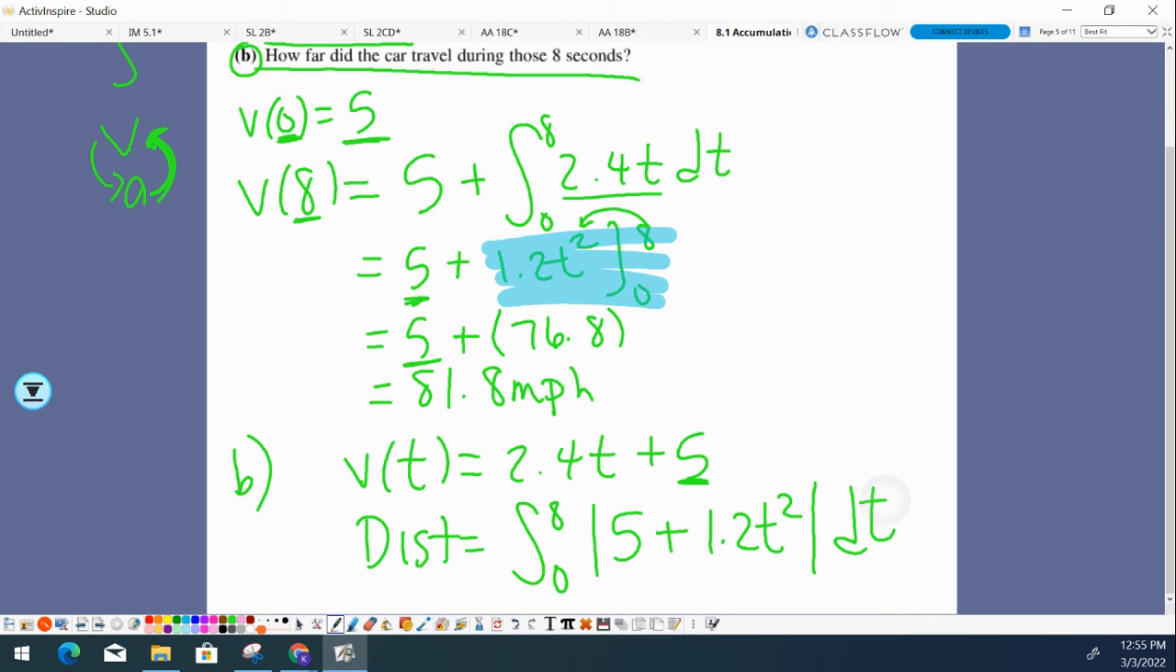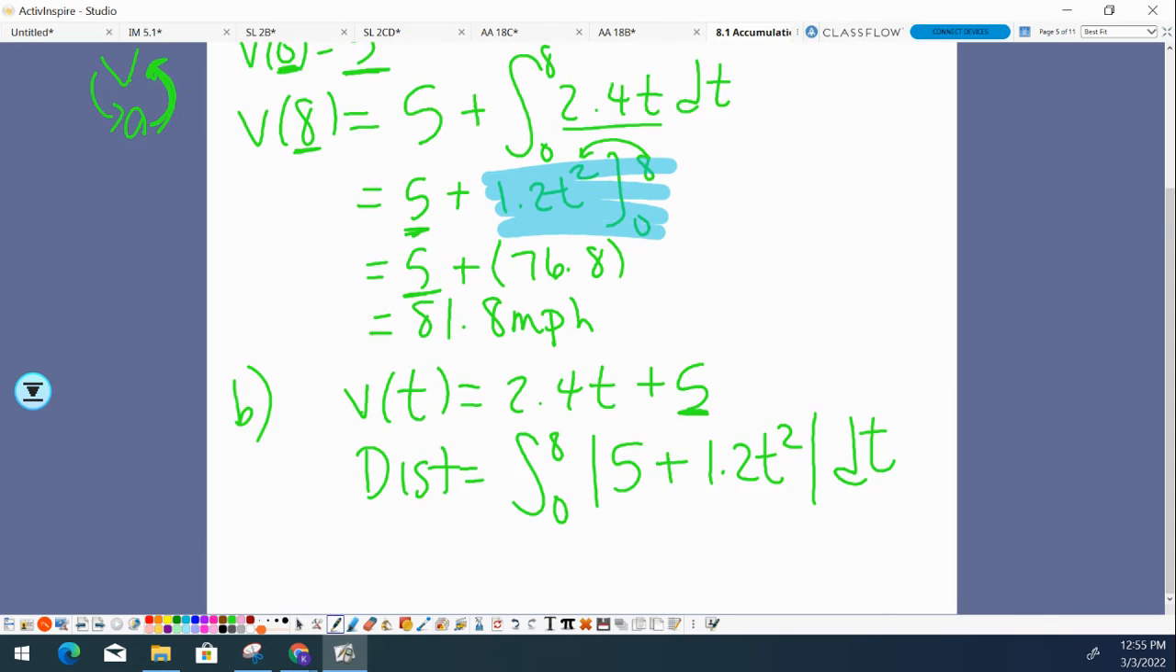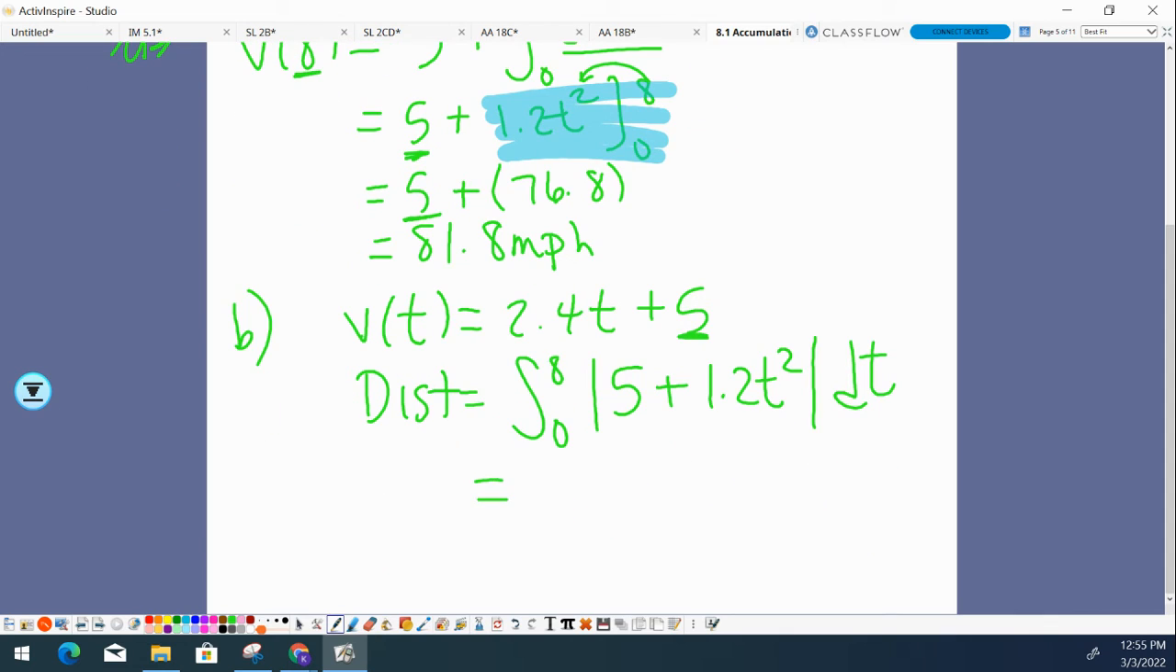Actually, if you think about 5 plus 1.2t squared, that's just your parabola up 5. This is all above the x-axis, so there's nothing that's going to be negative, so we can actually just do the integral by hand, but you can check it on the calculator. But that'll be 5t plus t to the third, so 1.2 divided by 3 is 0.4, from 0 to 8. And if I plug in all of my values, I get 244.8.